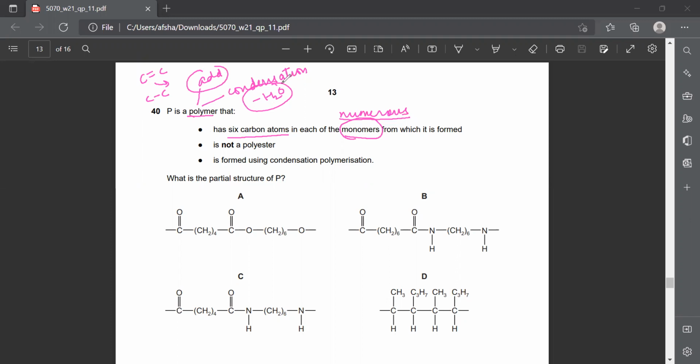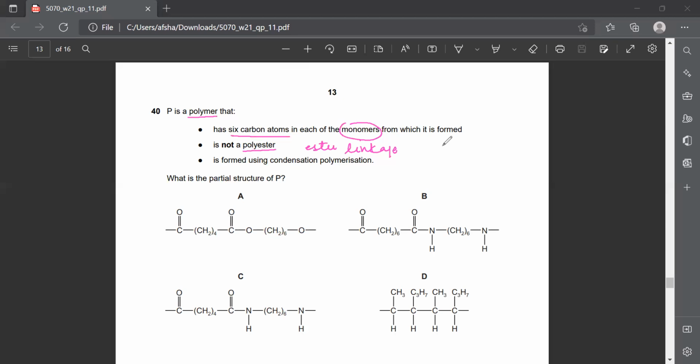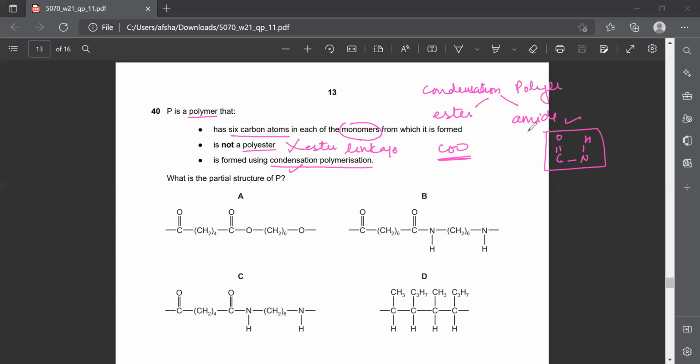Okay, now what are they asking us? They have given information that P is a polymer, it has 6 carbon atoms in each of the monomer from which it is being formed. It is not a polyester, right? So it does not have an ester linkage, that means you will not see COO anywhere. It is formed using a condensation polymer. If you talk about condensation polymer, then we have two categories, the number one which have an ester linkage, and the number two which have amide linkage. Amide linkage is basically C double bond O NH. So we have to look for a condensation polymer. They have already said it is a condensation polymer which does not have an ester linkage. So we will be looking for a condensation polymer with the amide linkage.